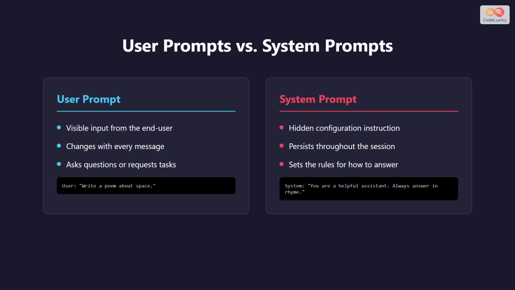It is important to distinguish between the two types of inputs. The user prompt is what you type into the chat box, like asking for a poem or a recipe. It changes every time. The system prompt, however, is persistent. It sits in the background, quietly enforcing the rules and style for the entire conversation, regardless of what the user asks.